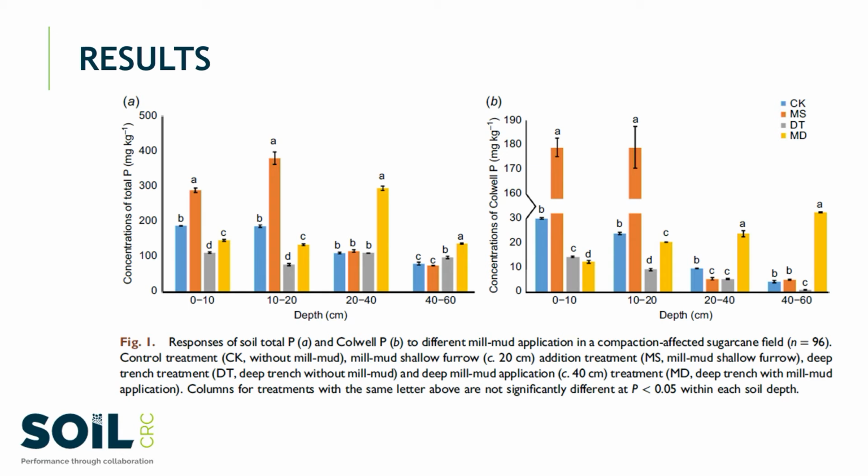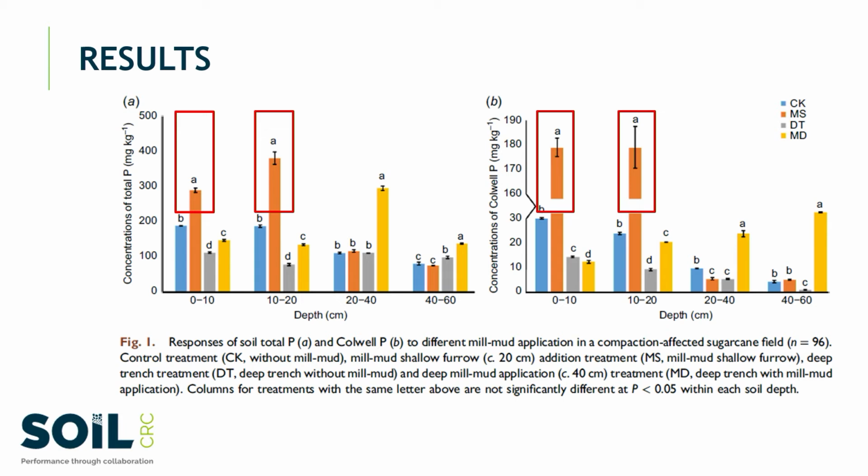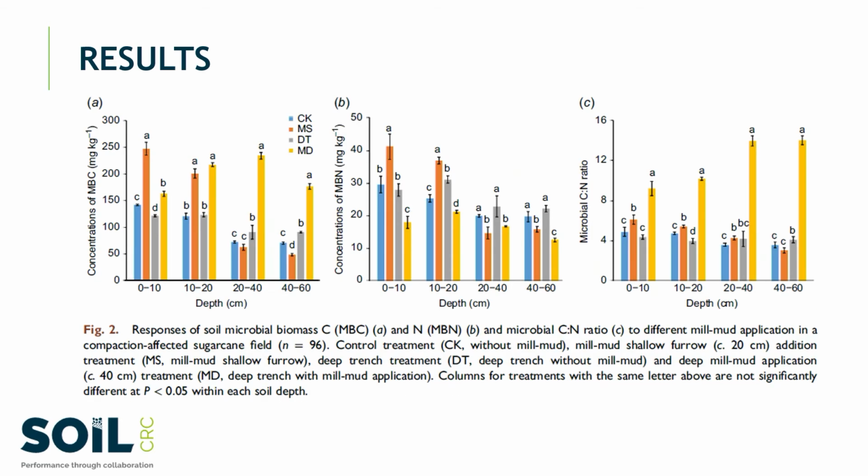Let's look at some results. We can see here that after we surface applied the mill mud, there is significantly higher content of total phosphorus and also Colwell phosphorus, which is as we expected. And also when we deeply applied the mill mud, it increased the total phosphorus and also the Colwell P.